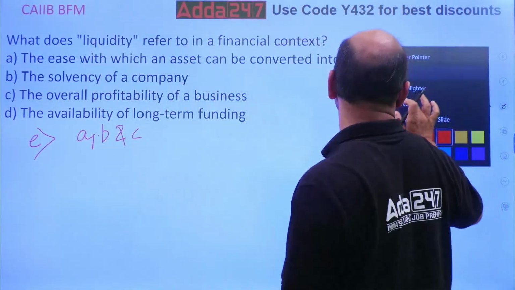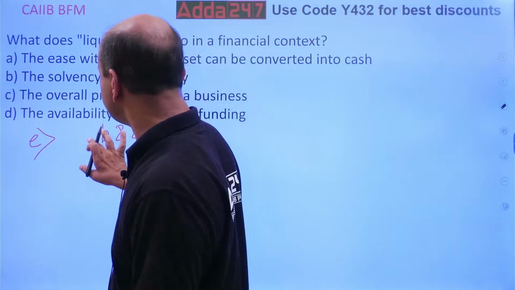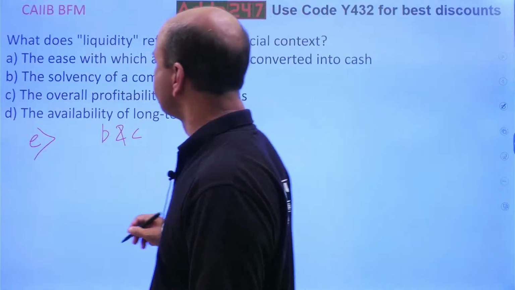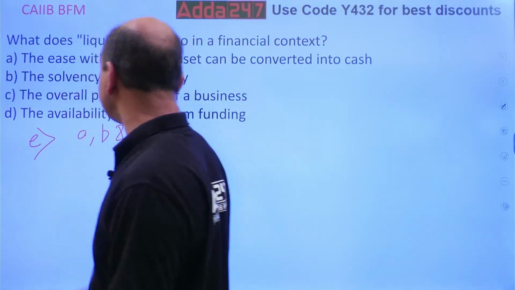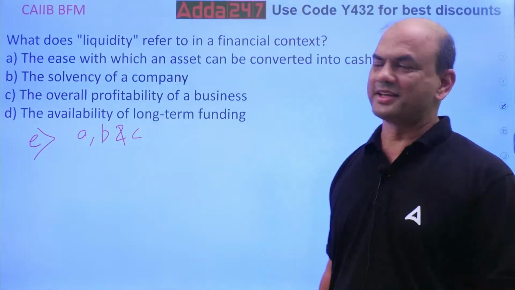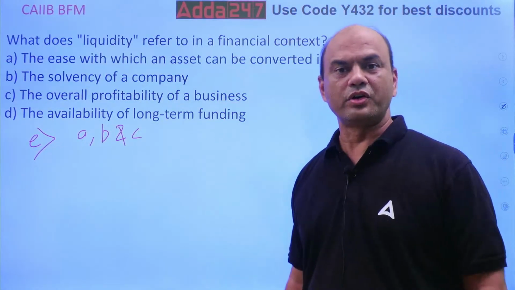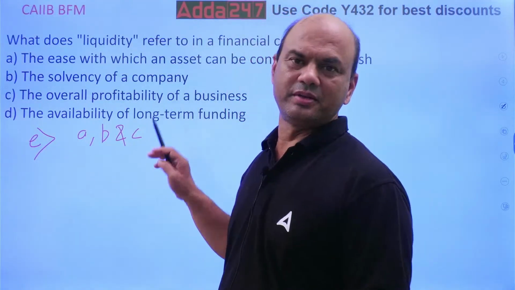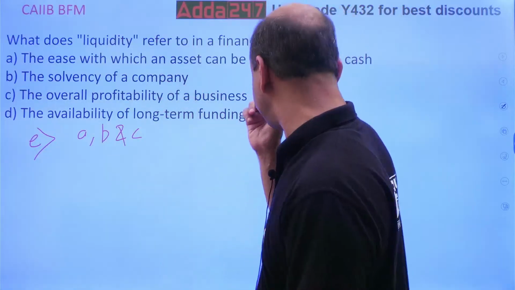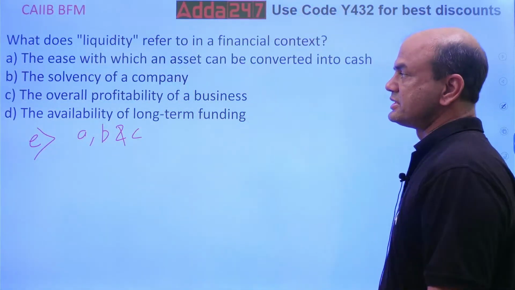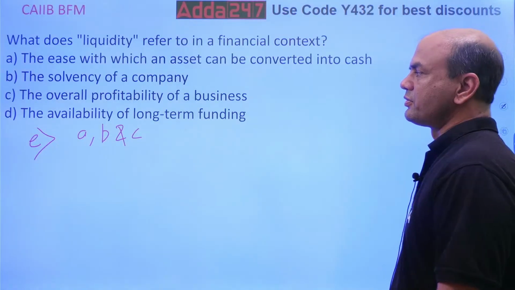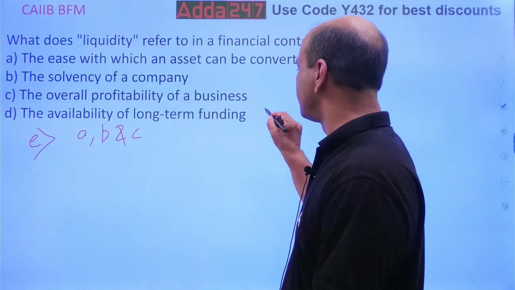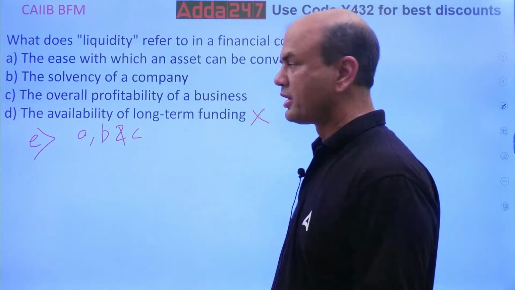Let me make it proper. A, B and C. So now check this. By now you might have got the logic that the answer is between A, B and C only. The ease with which an asset can be converted into cash, solvency of a company, overall profitability of the business, availability of long-term funding. Just now I told you, it's of no use. So D is out. E is A, B and C.